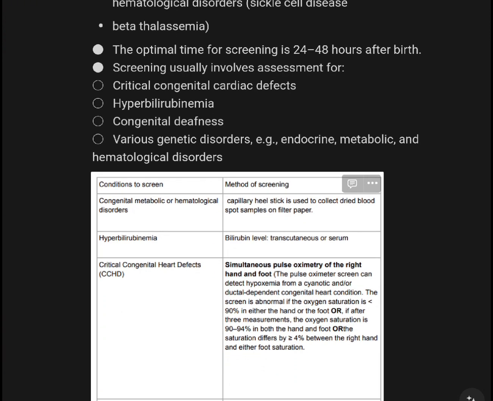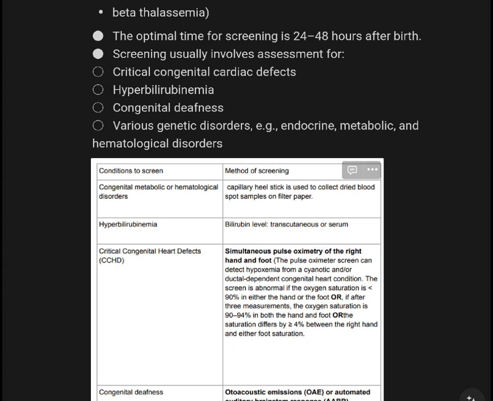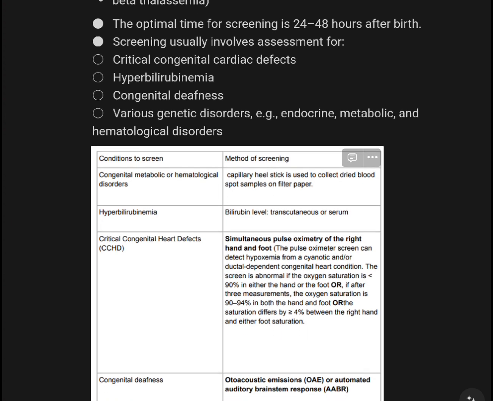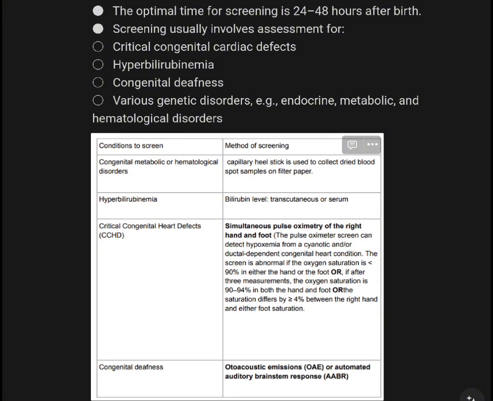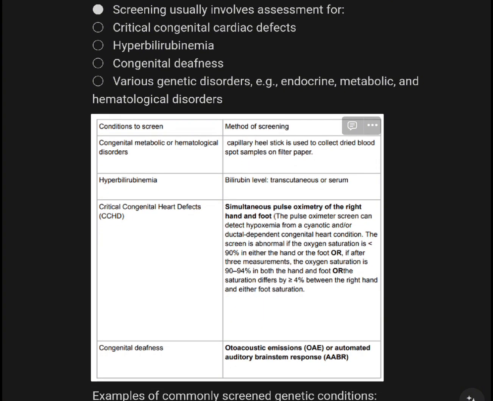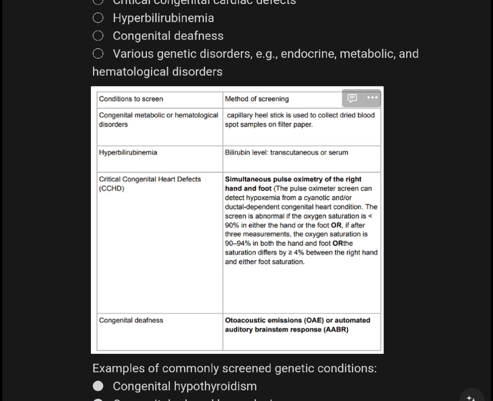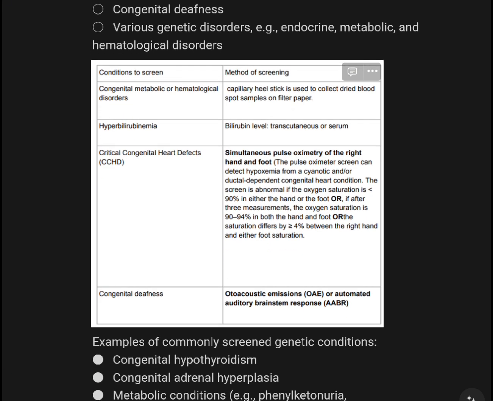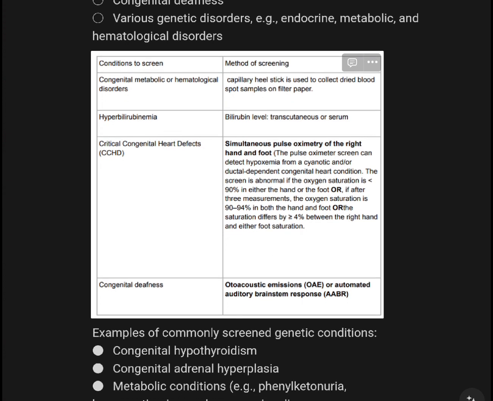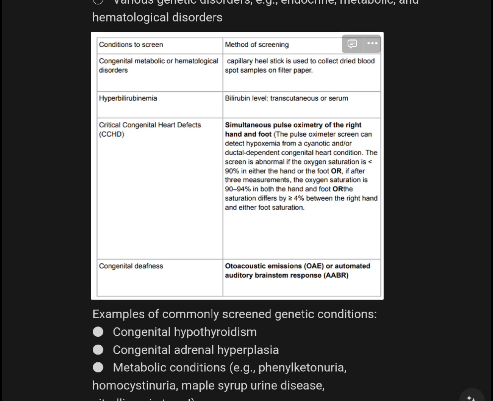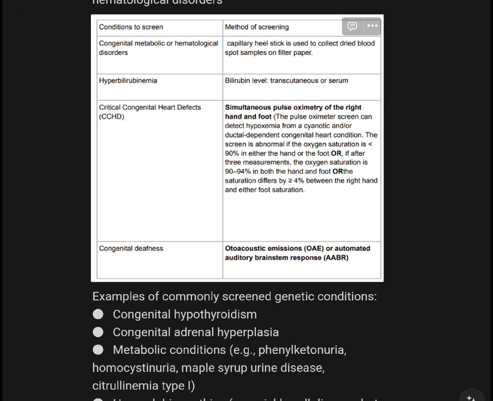Screening usually involves assessment for critical congenital cardiac defects, hyperbilirubinemia, congenital deafness, and various genetic disorders like endocrine, metabolic, and hematological disorders. Condition to screen and method of screening: congenital, metabolic, or hematological disorder, capillary heel stick is used to collect a dried blood spot sample on filter paper. Hyperbilirubinemia, bilirubin level, transcutaneous or serum. Critical congenital heart defects, CCHD, simultaneous pulse oximetry of the right hand and foot.